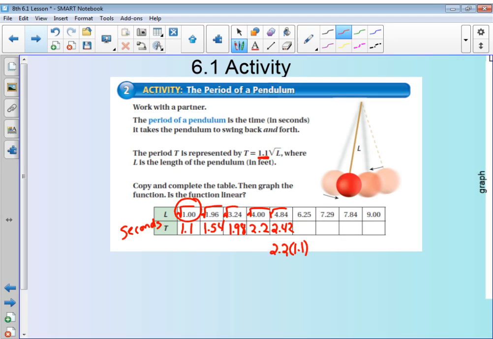Okay, so you understand the process. Now what you're going to do is pause your video and finish working through the last four. Remember, you need to solve the square root first, get that answer, and then take that answer times 1.1. So pause your video, finish out this chart, and then we're going to continue on with the graphing.